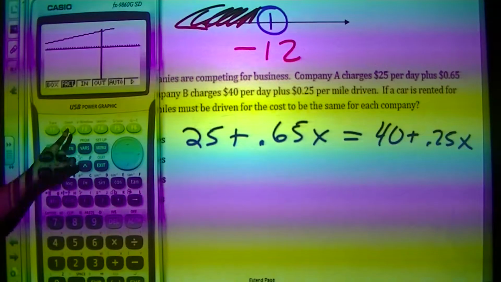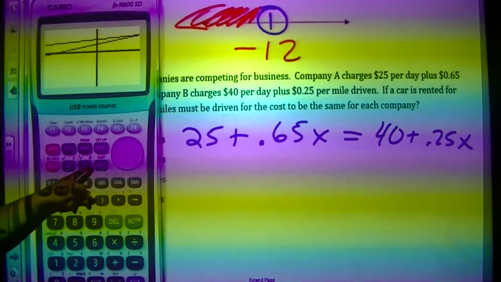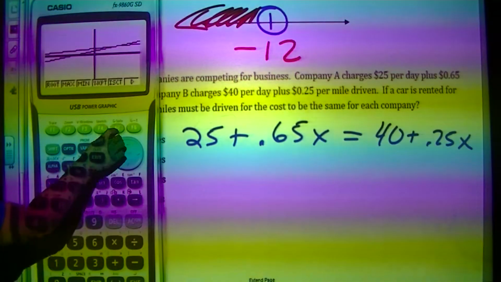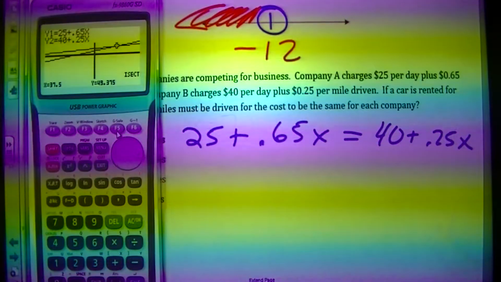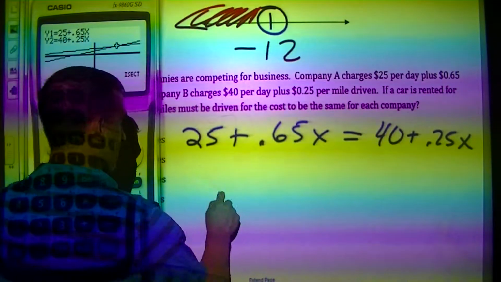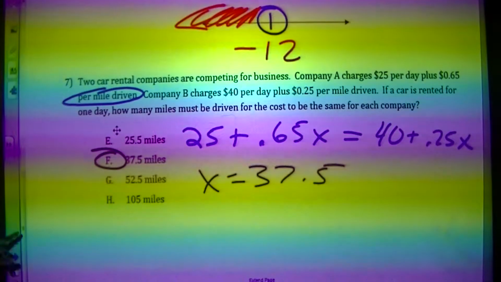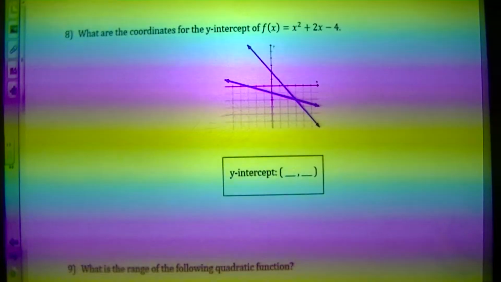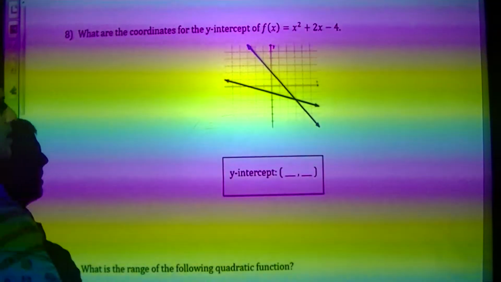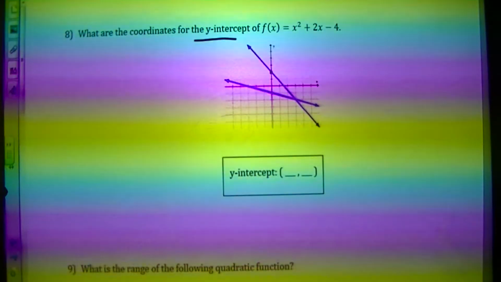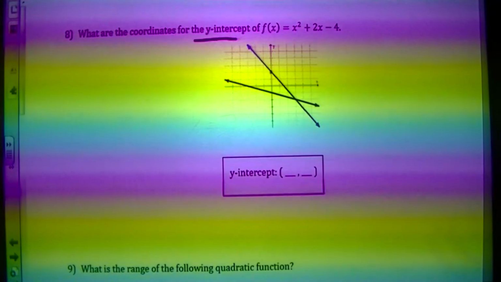I'm going to zoom out. I'm going to do G-solve, intersect, and 37.5 is what I'm looking for. Which one is that? That's going to be that answer. That's number 7. Number 8, what are the coordinates of the y-intercept of 2x minus 4?